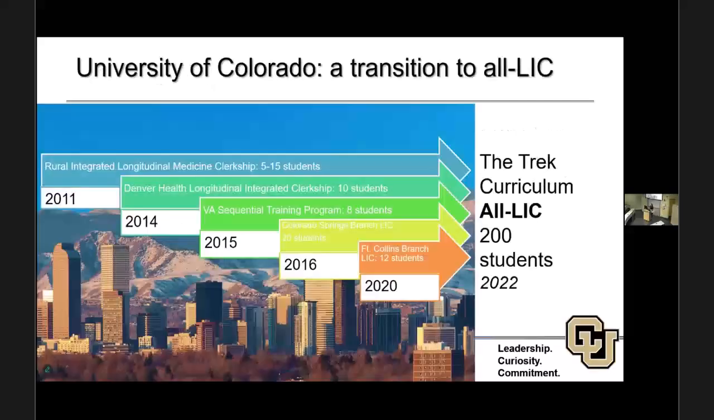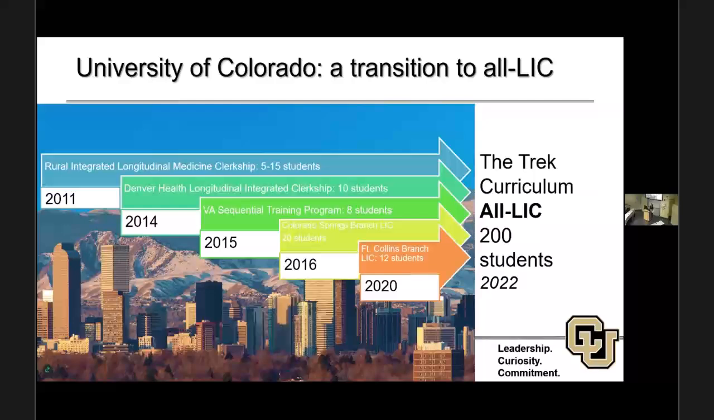This is a timeline of our transition to an all LIC model for the clerkship phase of our curriculum. LICs have been around at the University of Colorado for a very long time. In the rural program, LICs have existed for 14 years now. The first LIC program in the Denver metro area was started by Dean Adams at Denver Health in 2014. And then the program quickly expanded to include the VA and the Colorado Springs branch.